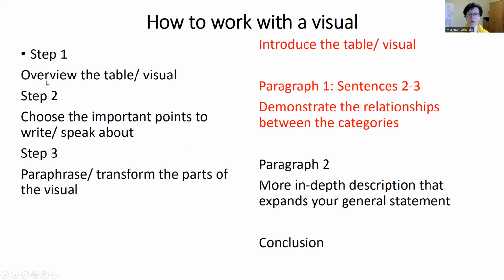So how do we work with a visual? At first, we overview the table, then we choose the important points to speak about, and we paraphrase or transform the parts of the visual. It will be important when we talk. Here are the steps that we will do together with you. We will learn how to introduce the table, how to write sentences that demonstrate the relationship between the categories, how to do the more in-depth description, and how to write a conclusion.